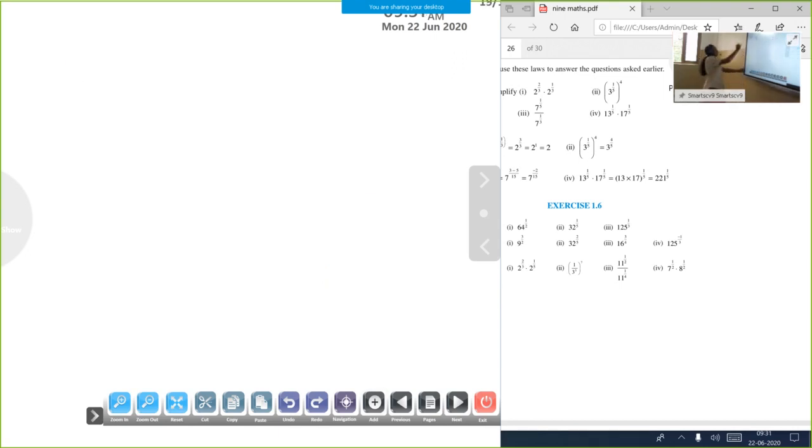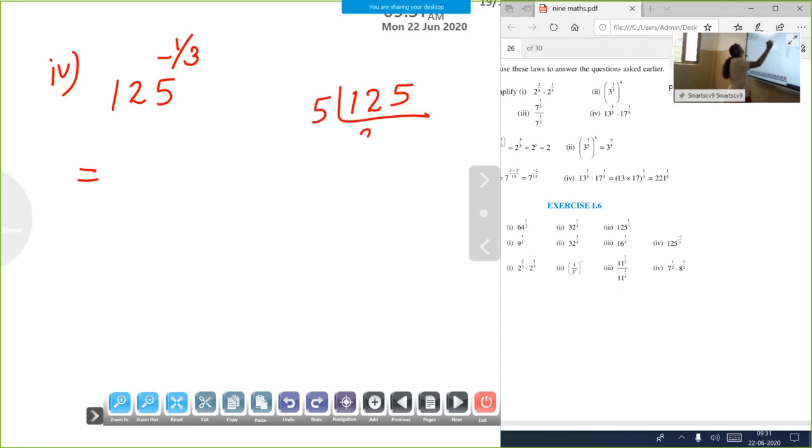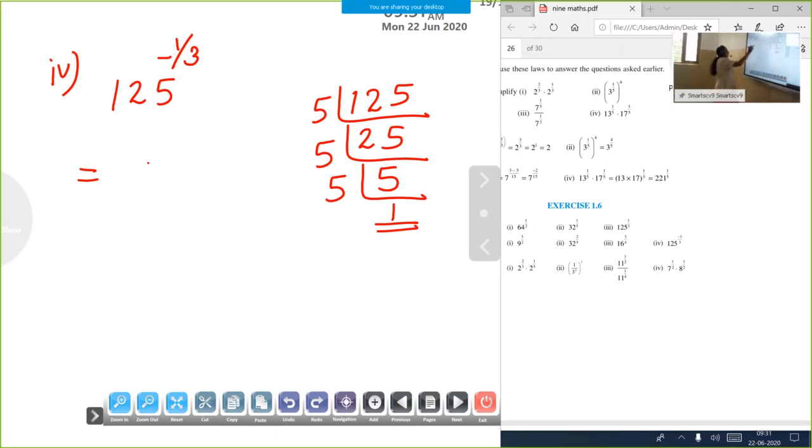Next one. 125, the whole raised to minus 1 by 3. Same way you factorize 125. When you factorize 125, it becomes 5, again 25, again with 5, here 5, and the number is 1. How many 5's are there? 3 5's are there. So you write 5 raised to 3, the whole raised to minus 1 by 3.